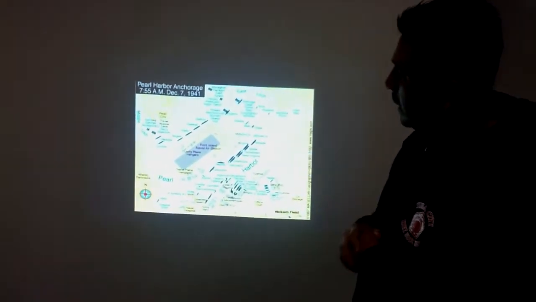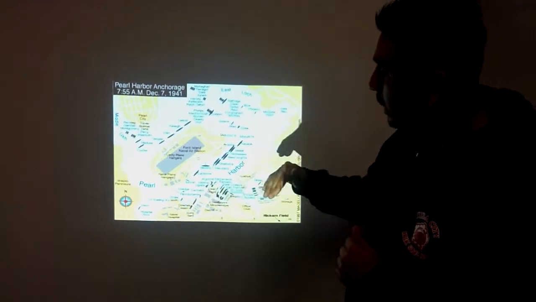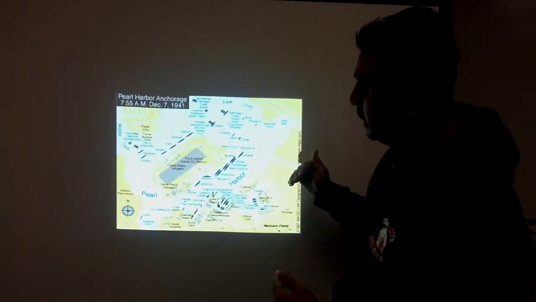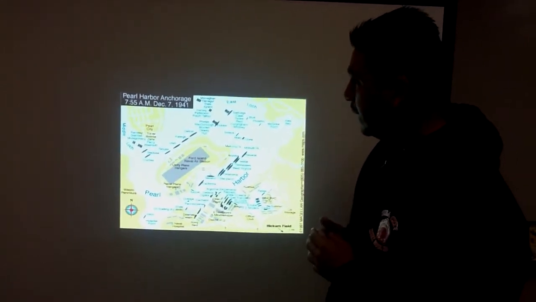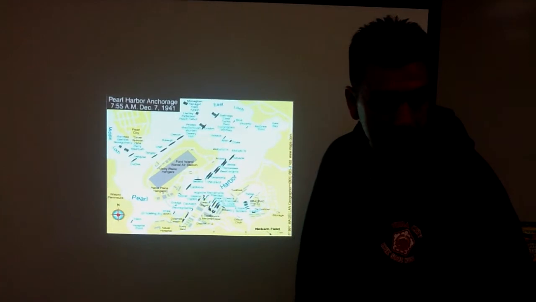This map here displays where the ships were at port at Pearl Harbor, where they were positioned when they were attacked. And again, the more visuals the better, I believe, as a great SDAIE strategy.